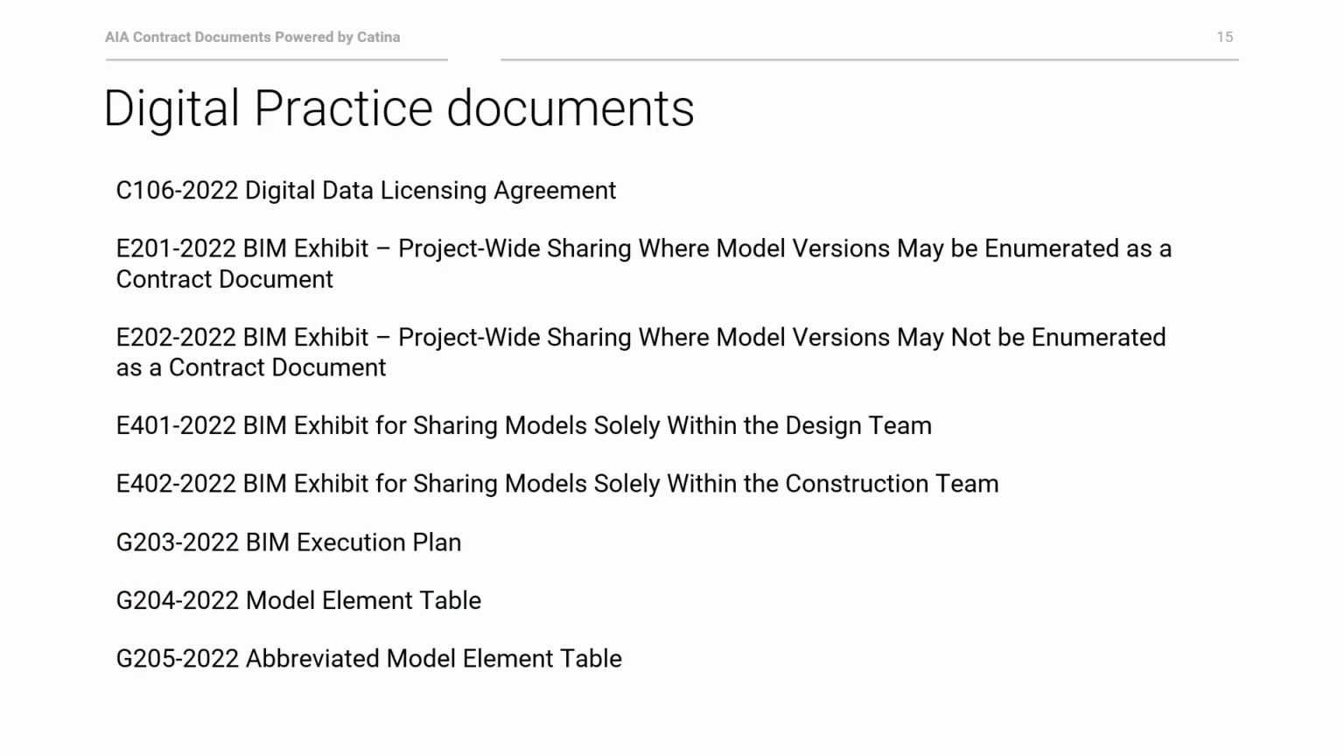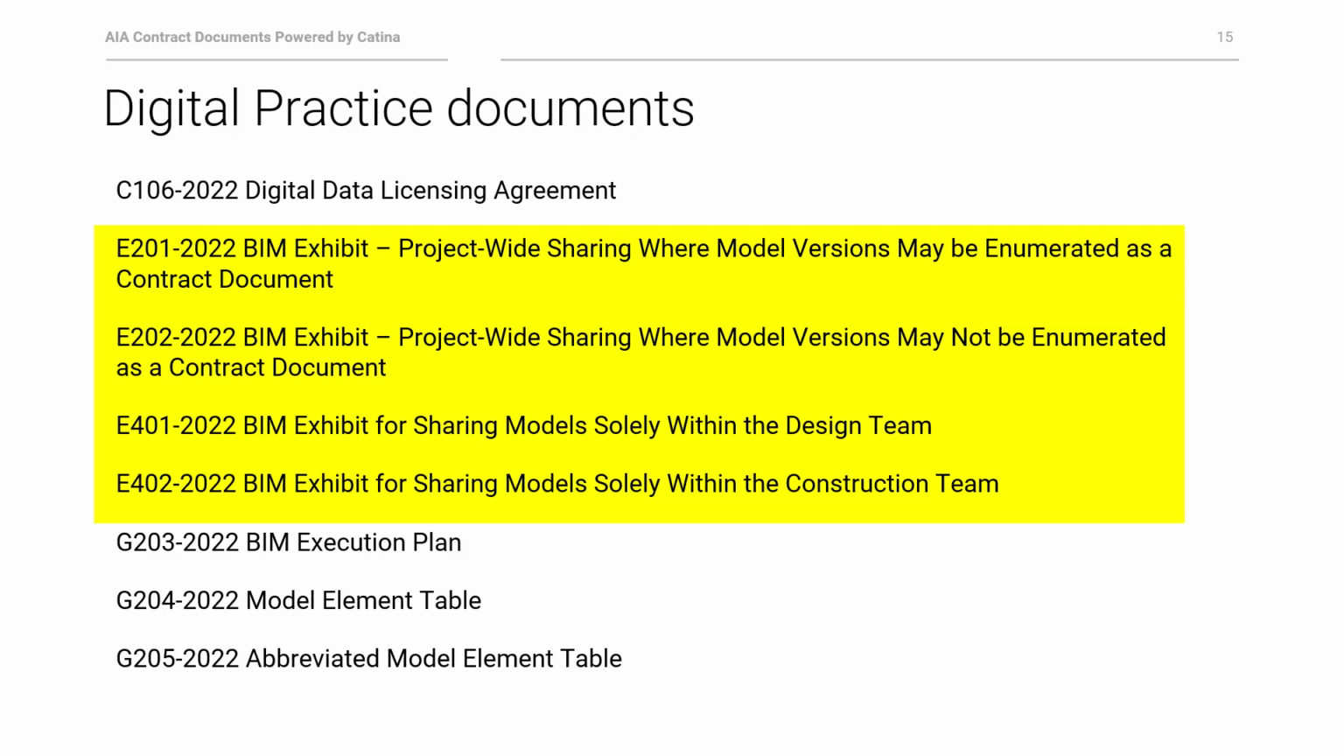The next group is the digital practice documents. You can see them listed here, but these documents were updated in 2022. C106 is an agreement to license digital data being exchanged between two parties. The rest of the documents are exhibits, with the purpose being you would attach one or more exhibits to the underlying agreement. Any of the agreements that we have talked about thus far.